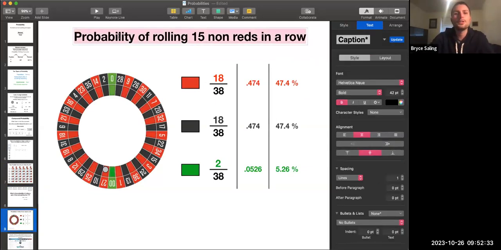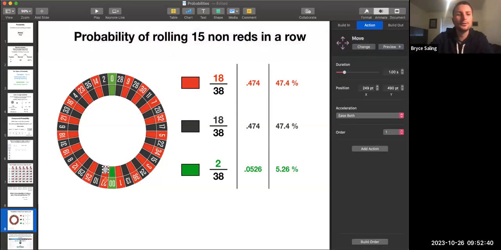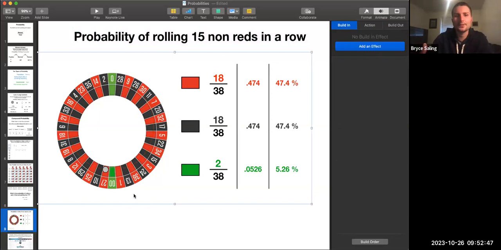So either way, what about this one? What is the probability of rolling 15 non-reds in a row in roulette? All right, so roulette, see, you have your ball here, and if you spin it, what does it land on? So that's what roulette is, and this is how the probabilities are broken down here. So there's 18 reds on the board, there's 18 blacks on the board, and there's 2 greens on the board. So what is the probability of rolling 15 non-reds in a row?